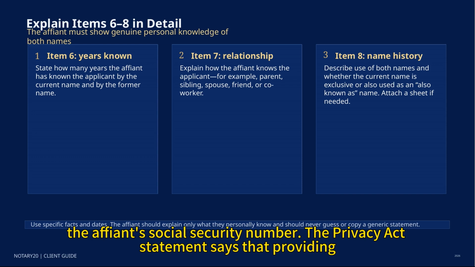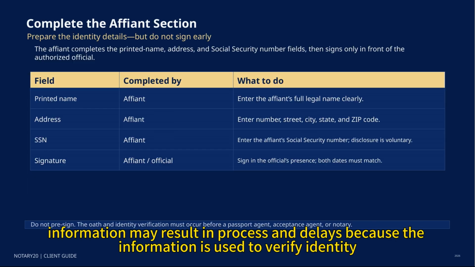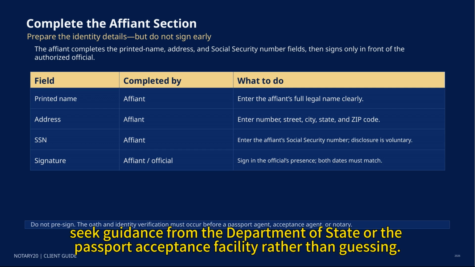The Privacy Act statement says that providing the Social Security number and other information is voluntary, but also warns that failure to provide information may result in processing delays because the information is used to verify identity and passport eligibility. If the affiant has questions about this field, the affiant should seek guidance from the Department of State or the passport acceptance facility rather than guessing.